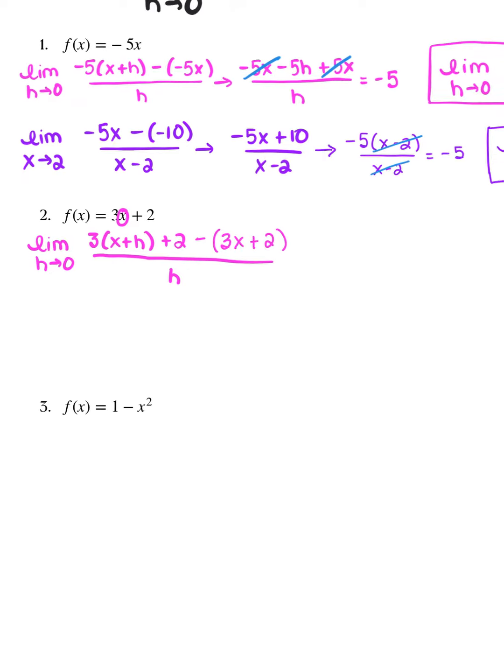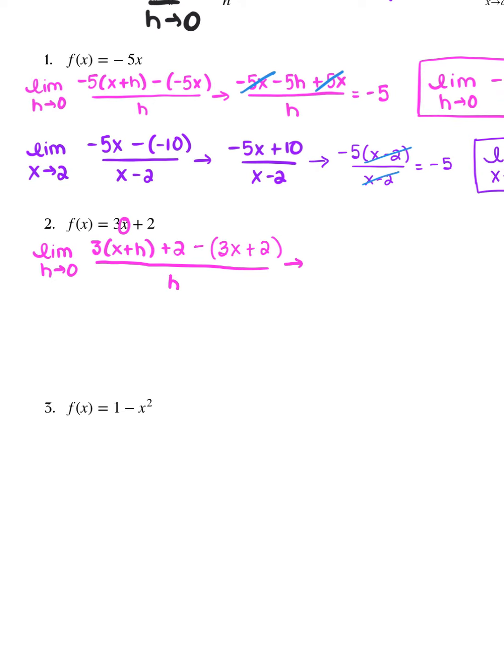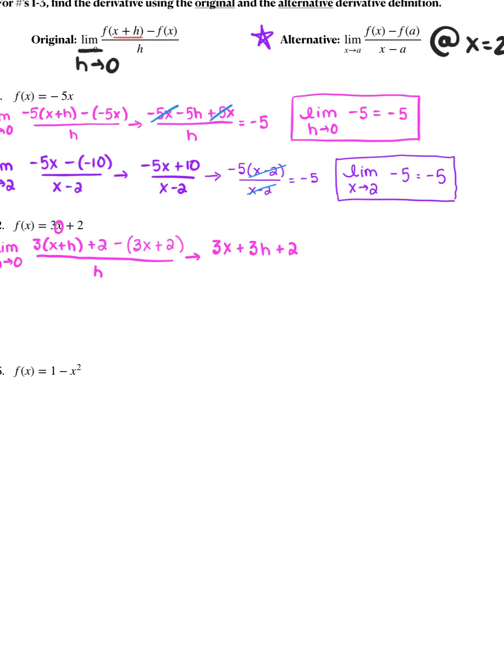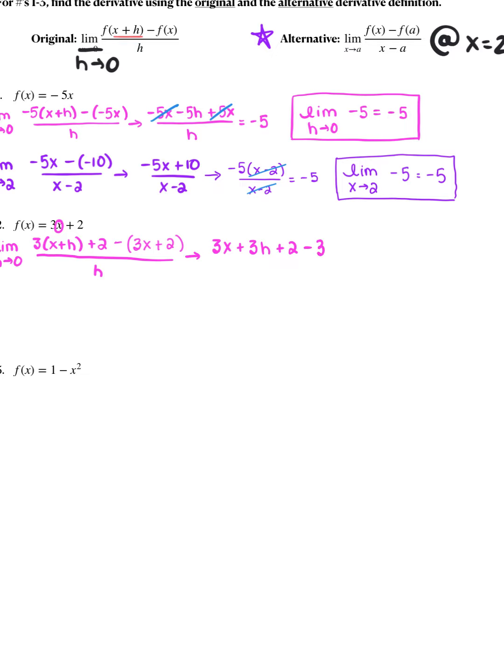All right, let's clean up the top there. So this is now 3x plus 3h plus 2. And now be careful over here on the right with that minus sign, because now we're going to have a minus 3x and a minus 2. That minus 2 is going to be the thing that people mistake. So if you made a mistake on this one, that's where I would check first. And then we're still over h. And now let's go through and see what can cancel. So I see a 3x and a -3x. I see a 2 and a -2. And it looks like I'm left with just a 3h. Looking at that 3h over h, my h's are going to cancel. And so my final answer here comes out to just be a 3.